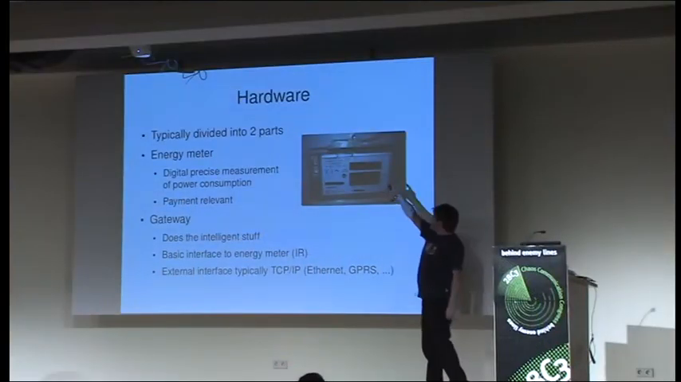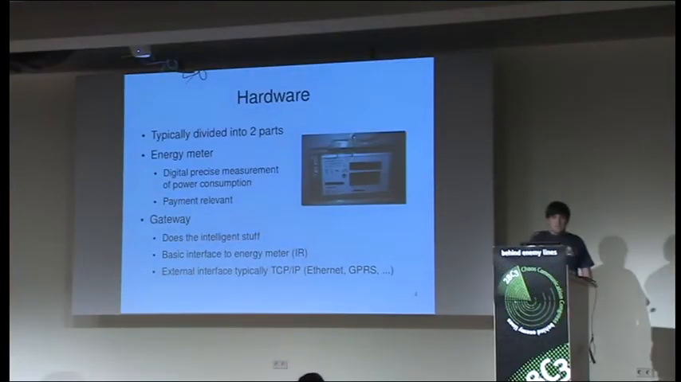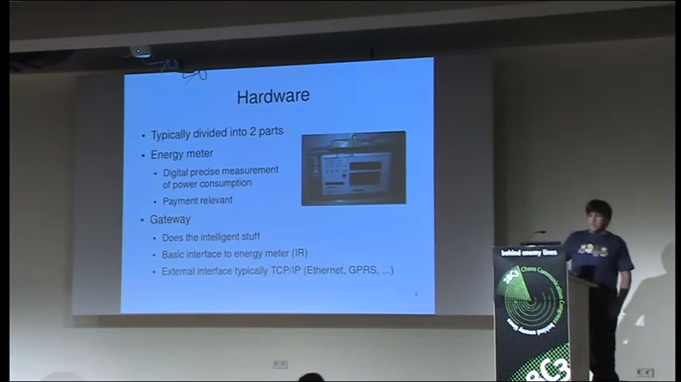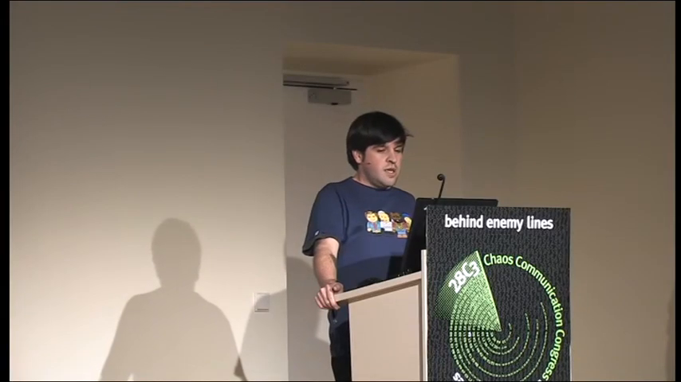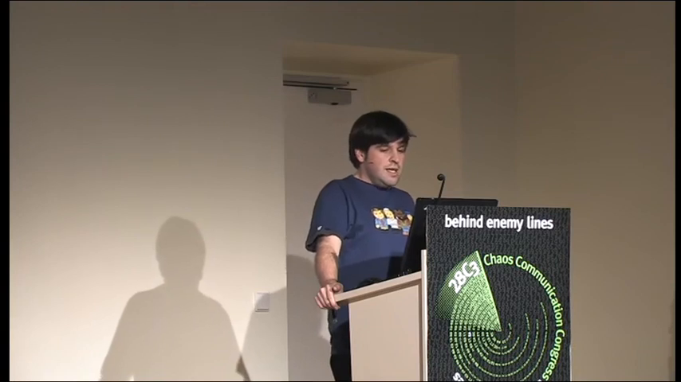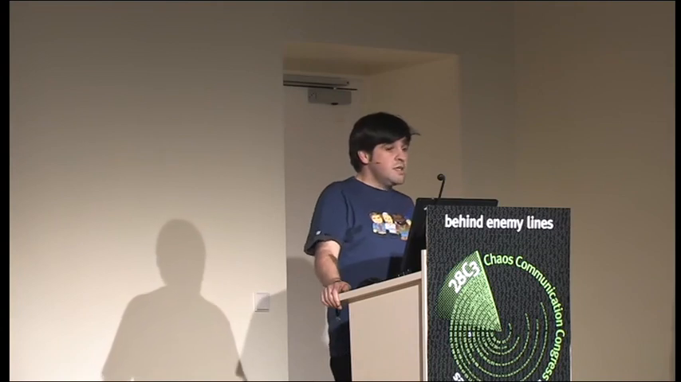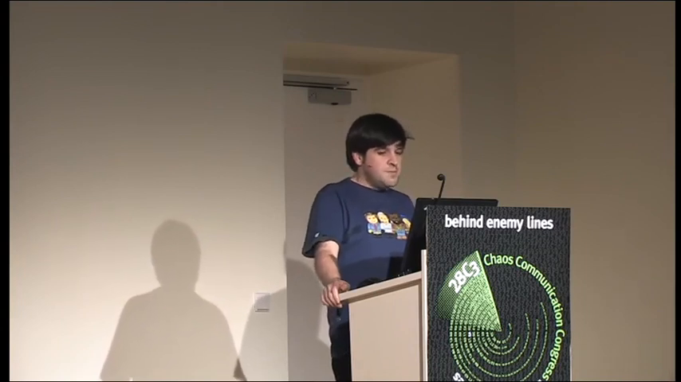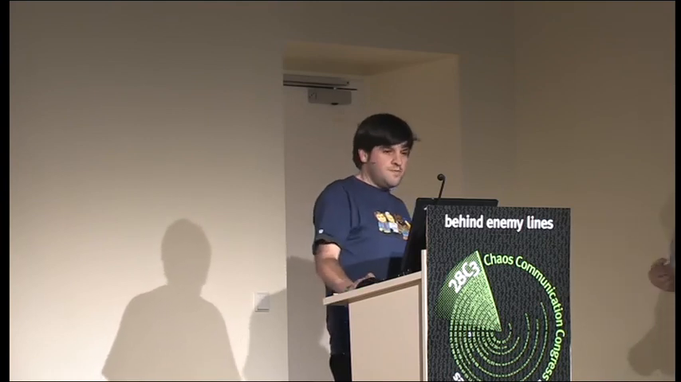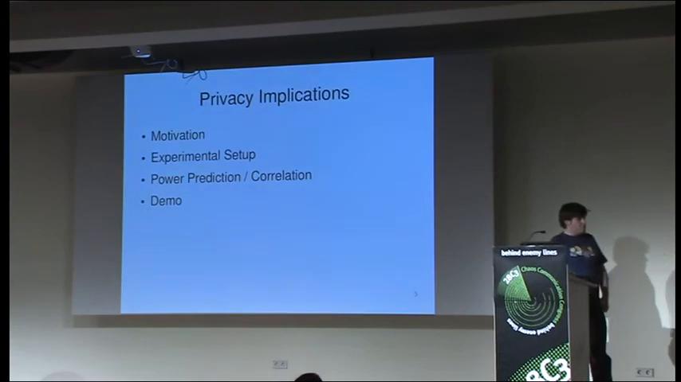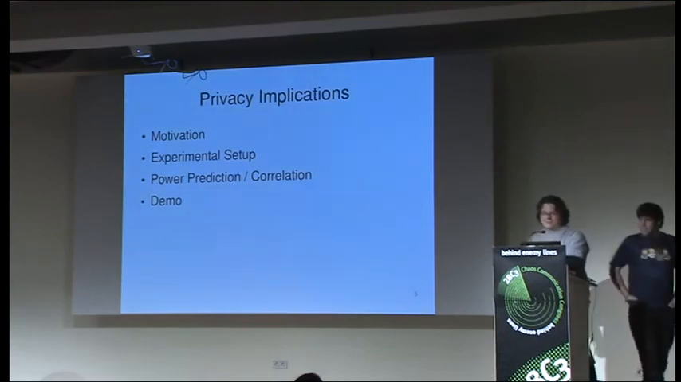And attached to this, you can see it here in the upper part, is a gateway. The gateway does the intelligent stuff. It can record the data. It has a communication interface to the smart meter, normally via infrared signals. And it has an external interface, TCP/IP, Ethernet, or GPRS, depending on your local site. And it can transmit the data to any other party. So now let's switch and look at some privacy implications.